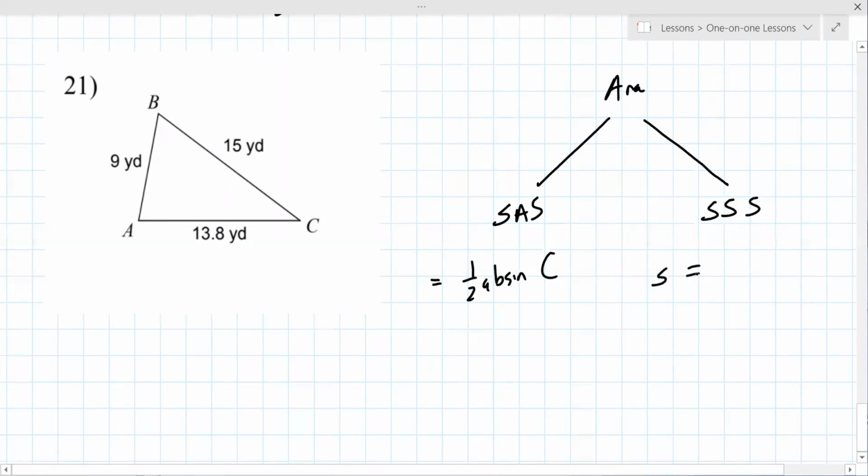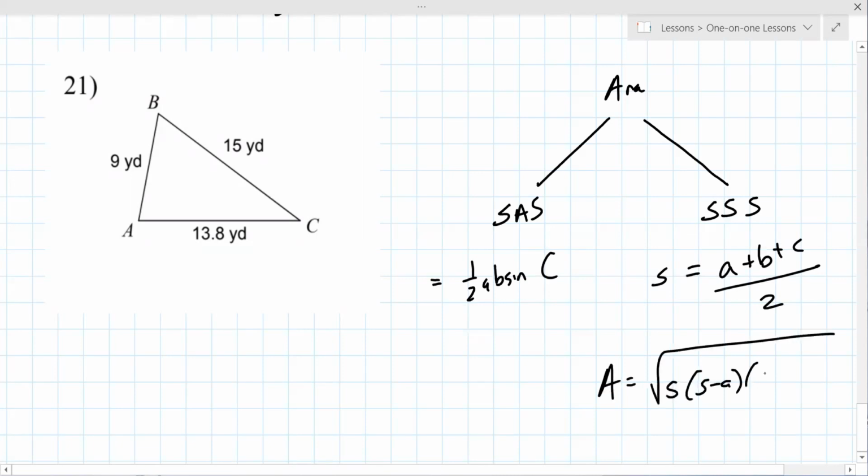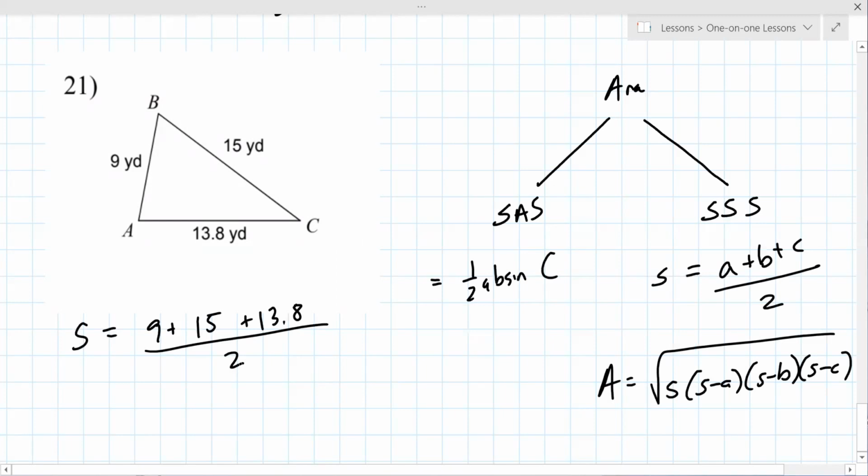So Heron's formula, you have to find what's called the half perimeter. A plus B plus C over 2 is the half perimeter, and then the area is equal to the square root of S times S minus A times S minus B times S minus C. So notice you have all three sides here, so you can find S. S is 9 plus 15 plus 13.8 over 2. So give me that value, please. 9 plus 15 plus 13.8 divided by 2, 30.9. 30.9. Okay.